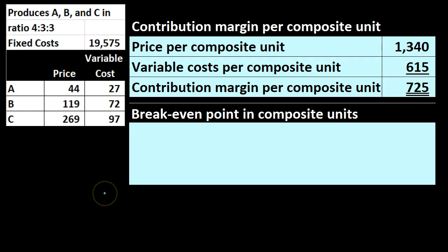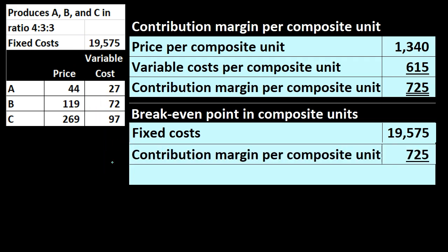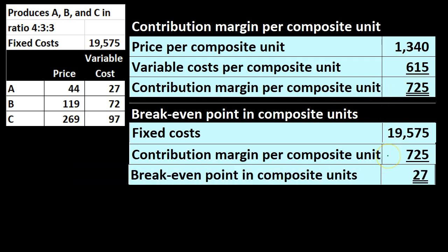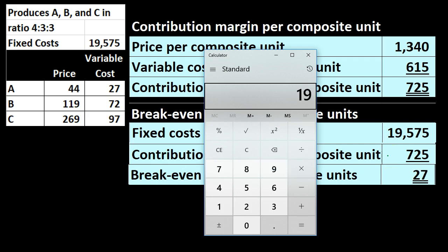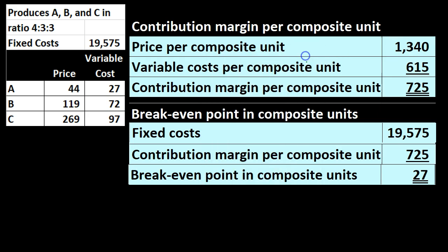The next thing we're going to do is take this number and figure out what the break-even point is. So now we've got our numbers to figure out the break-even point. We have the one number, the contribution margin per composite unit. We can now take our fixed cost just as we would if we only sold one inventory item. Here is our fixed cost. It is what it is, something like the rent. And then we would take the contribution margin per composite unit that we have just figured out, the 725. We're taking the 19575 divided by the 725, and we get 27. So the 27 is the break-even point in composite units.